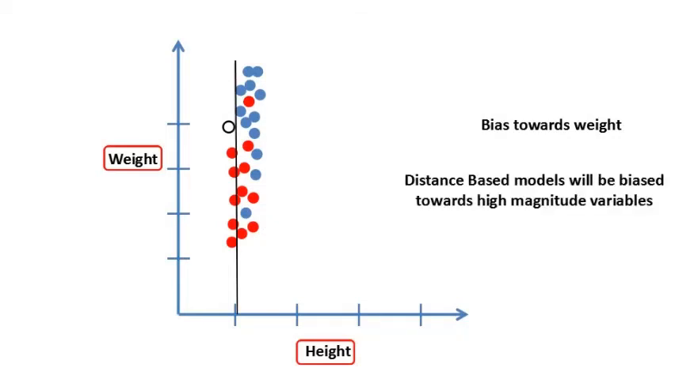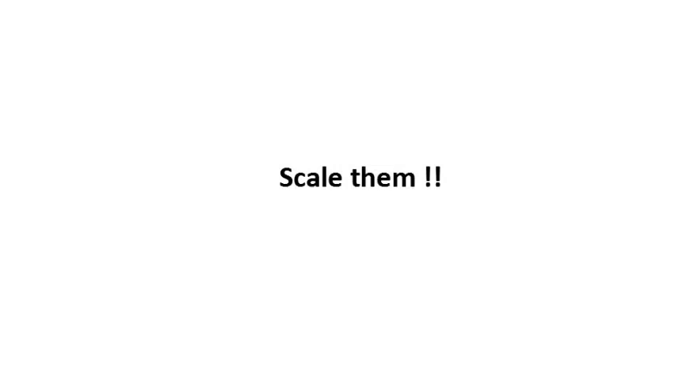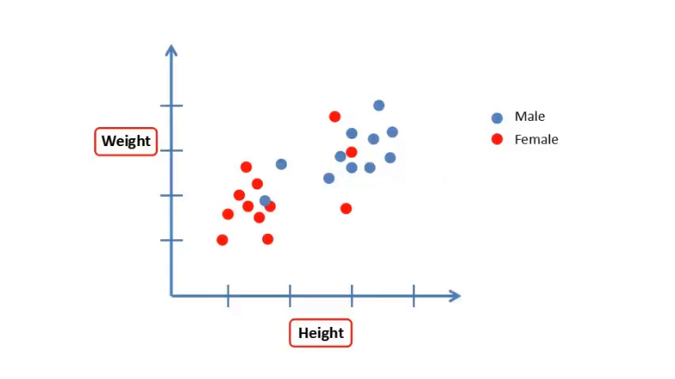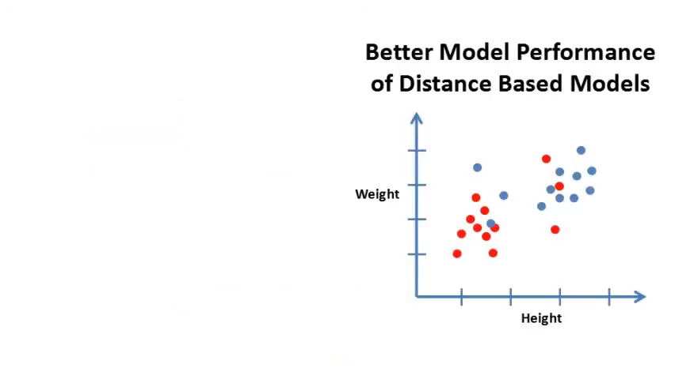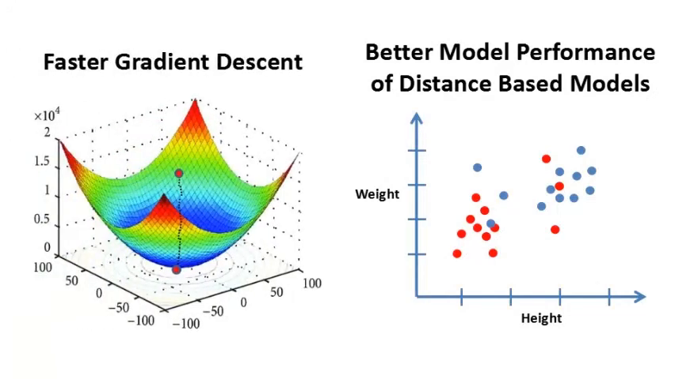In general, distance-based models will be biased towards high magnitude variables. So what is the solution? Well, scale them so that they look something like this, right? So there you go. You have another reason to scale your features, particularly when you are employing distance-based models. And of course, do it to make gradient descent faster.